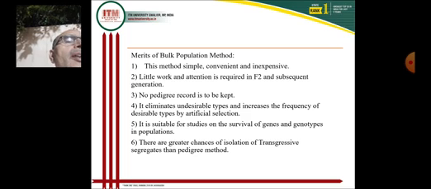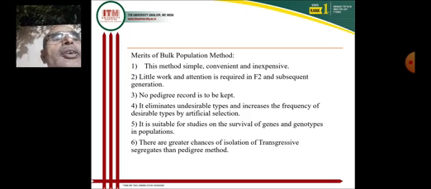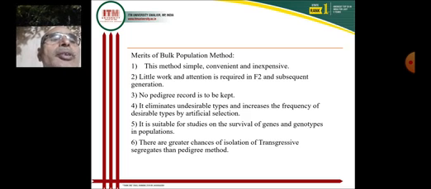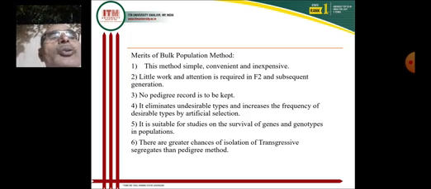Little work and attention is required in F2 and subsequent generations. Up to F6 generation, no more attention is required. No pedigree record is kept, as whereas in pedigree method, pedigree record of parents and offspring is kept. So in this method there is no need of pedigree record.